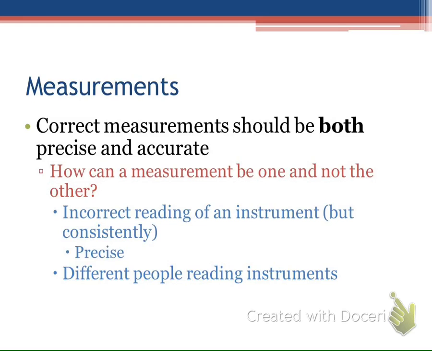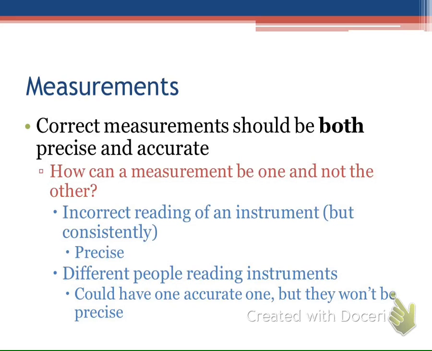If you have different people that read your instruments, you could have really inconsistent, which means you could have really imprecise measurements, but you might not be accurate either. Okay, so different people reading instruments is one. Could have one accurate one that you find, but your other sets would not be accurate. So if you have one accurate measurement, but your average isn't accurate, that doesn't give you a good sense of accuracy. Okay, but you could have one accurate measurement, but if they're not close to that, they won't be precise. Okay, so that's how you can have one but not the other.